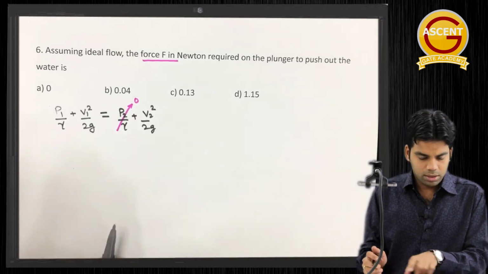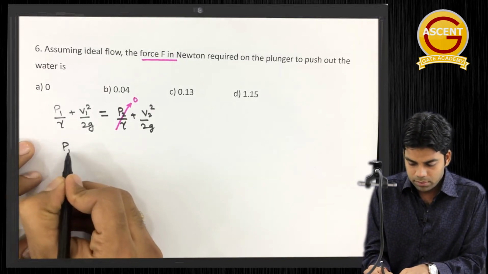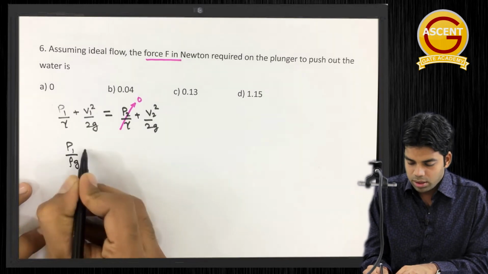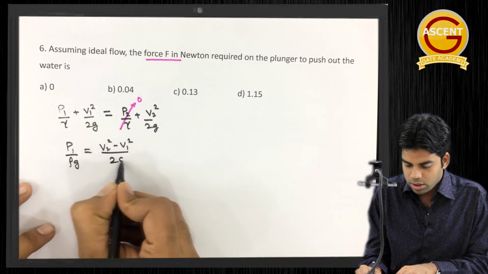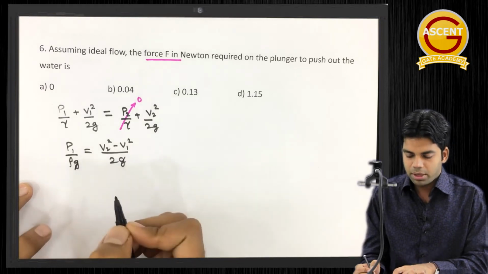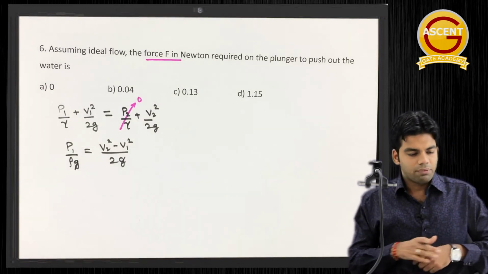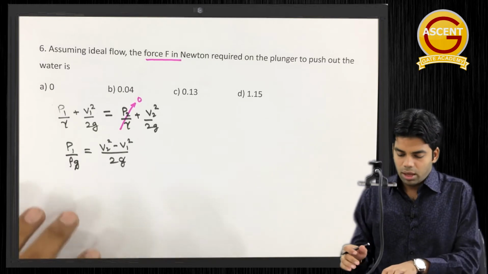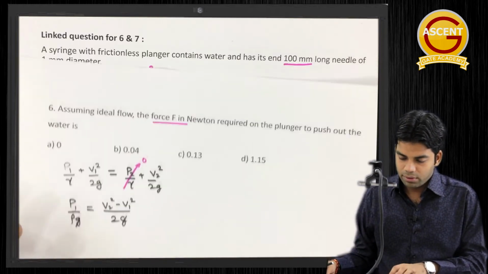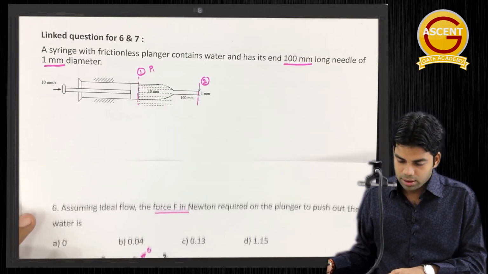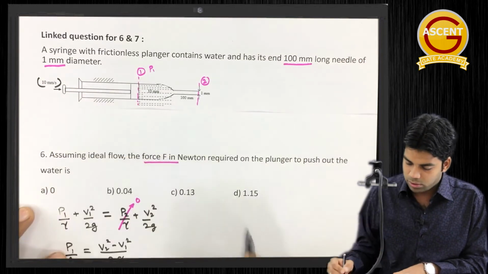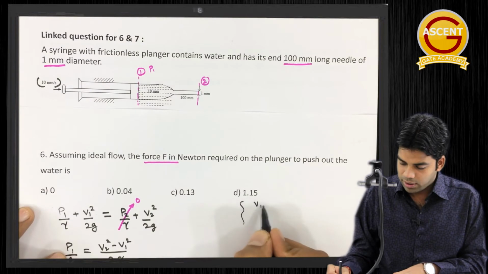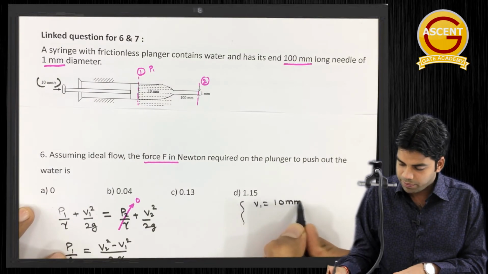Okay, so this P1 by gamma, that is rho g, is equal to V2 square minus V1 square by 2g. So this g will get cancelled out. P1 by rho is equal to V2 square minus V1 square by 2. Now the value of V1 is given, which is 10 mm per second.